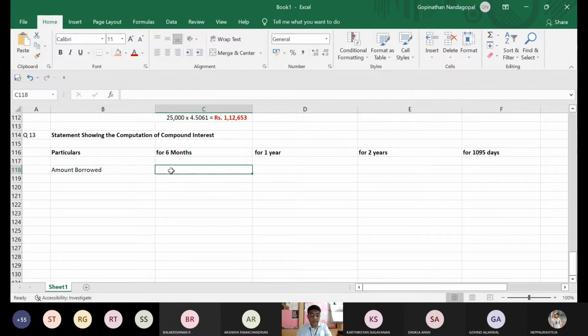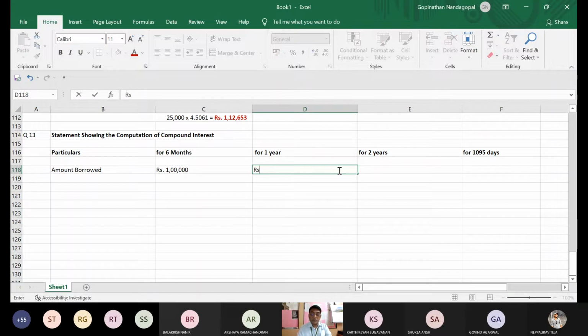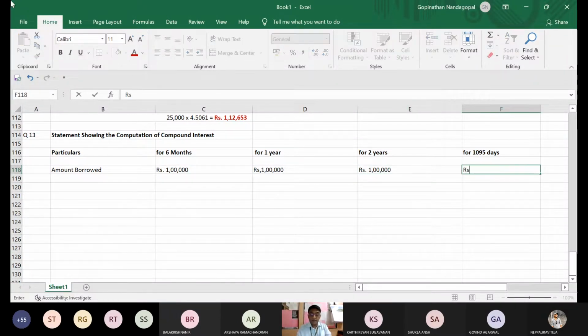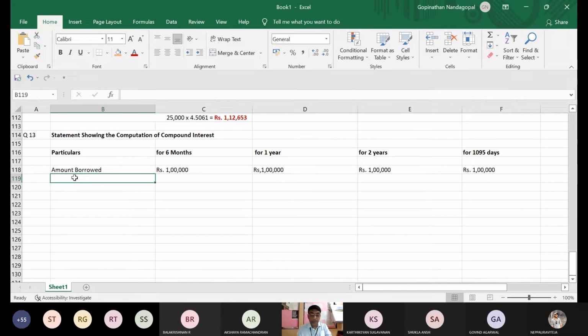For all the cases, 1 lakh. Instead of doing separately, I'm just making a statement so that it will be very clear and you'll know the difference for all the periods. 1 lakh, and then 1 lakh. Okay, the next one, interest rate, which we shortly call R.